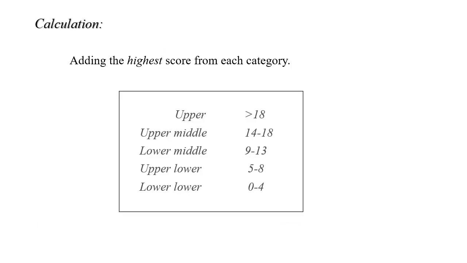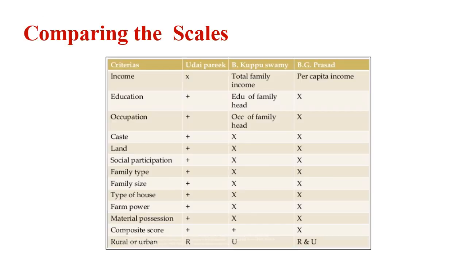So after getting the score from each group, then we total the score, that cumulative score. If it comes out to be more than 18, then the family belongs to upper class. 14 to 18 upper middle class, 9 to 13 lower middle, 5 to 8 upper lower, and 0 to 4 is lower lower. So this was the PDT scale.